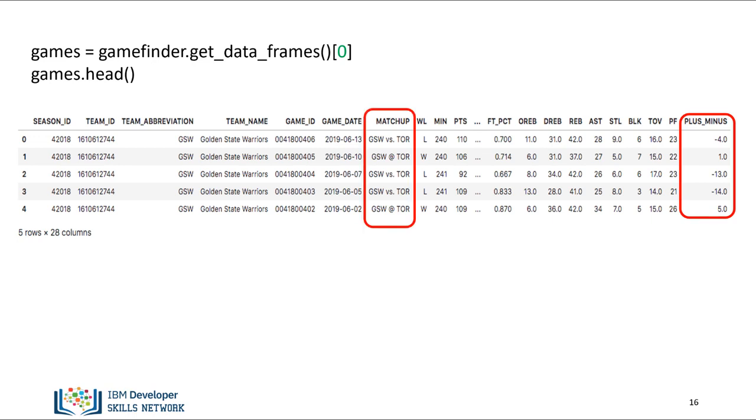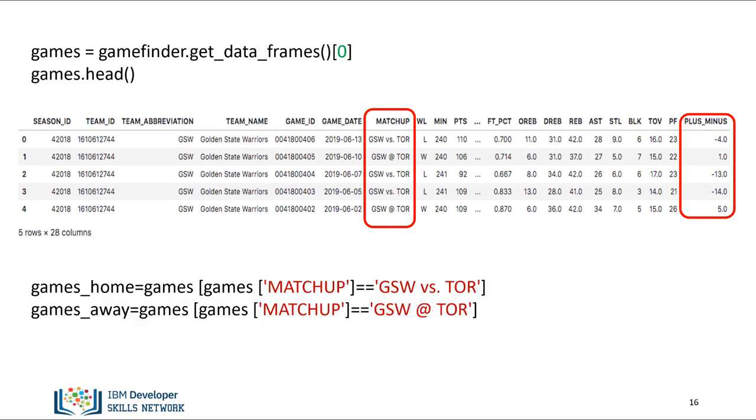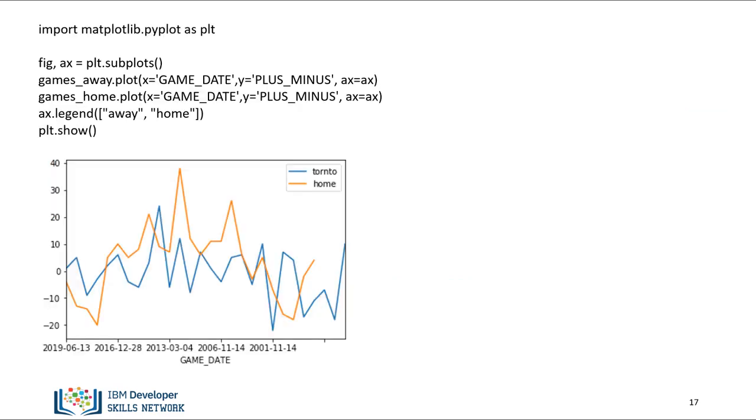The column matchup has the team the Warriors were playing. GSW stands for Golden State, and TOR means Toronto Raptors. Versus signifies it was a home game, and the @ symbol means an away game. We can create two data frames, one for the games where the Warriors face the Raptors at home, and the second for away games. We can plot out the plus-minus column for both data frames. We see the Warriors played better at home.